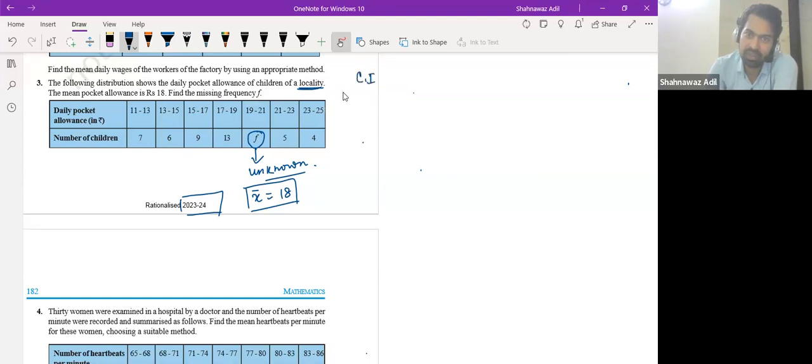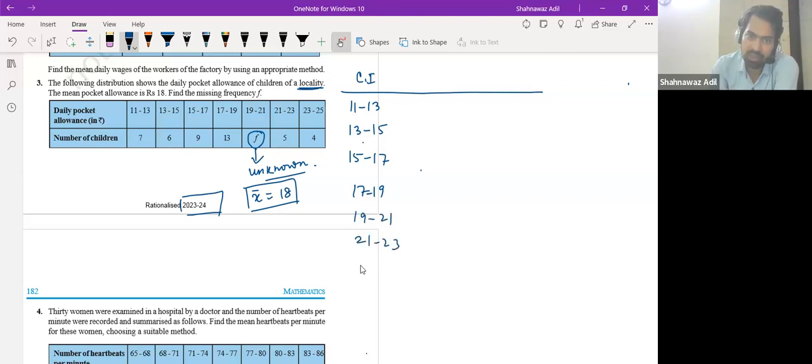So this is given, right? 11 to 13, 13 to 15, 15 to 17, 17 to 19, 19 to 21, 21 to 23, 23 to 25. So the idea is that we calculate the mean, right? And then from there we see what happens. The frequencies are fi: 7, 6, 9, 13, f, 5, and so on.